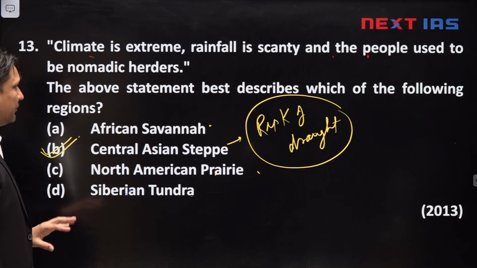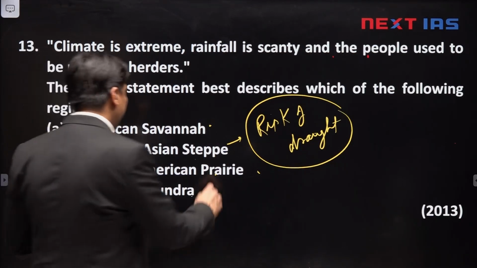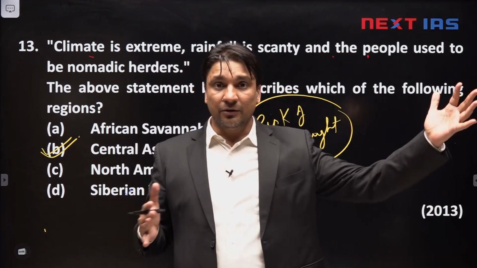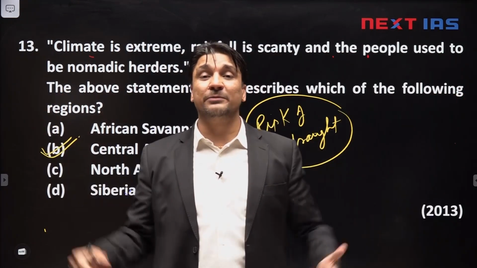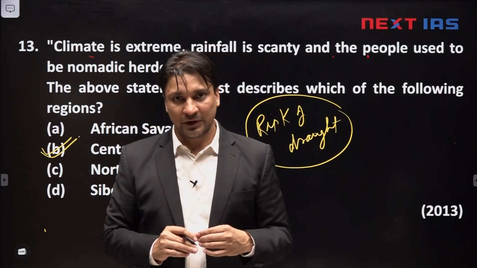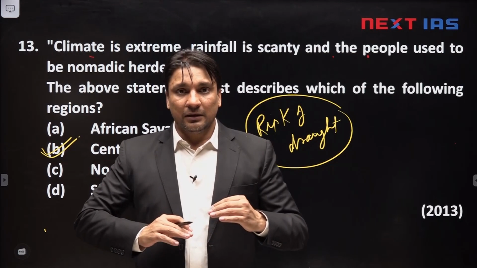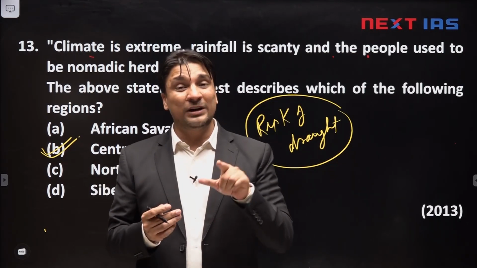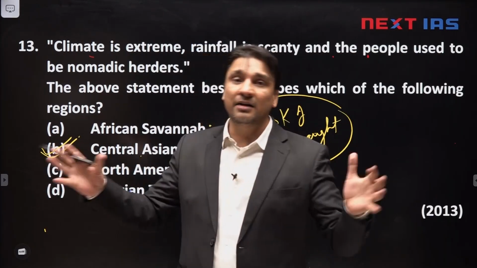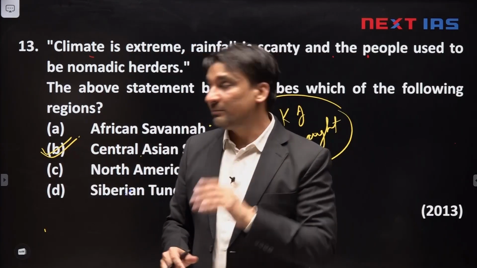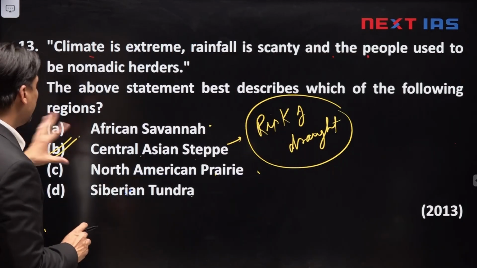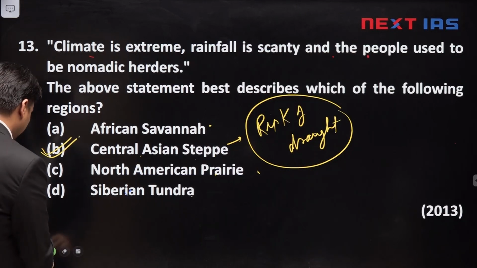Nomadic herders, rainfall is low and conditions are extreme. Extreme means continentality is there: hot summers, very cold winters. So the annual range of temperature is high because this area lies in the interior part of the continent. Extreme conditions are present only in areas which are far away from the sea, and this is such a region. That's why extreme conditions are experienced in this area. So that is about the Central Asian steppe.